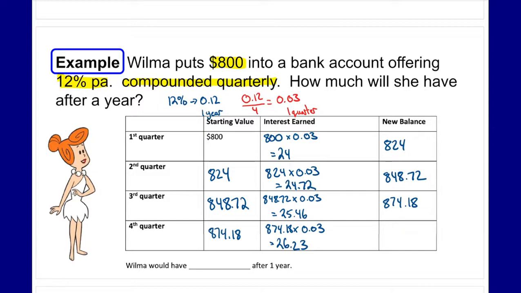And in the end, we have $900.41. So after 1 year, Wilma will have had $900.41. It's a little bit different than what we would have done if we just had to do simple interest.